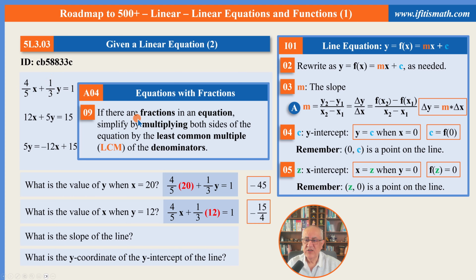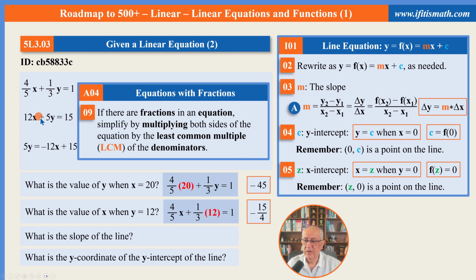And whenever you have a fraction, this is my advice to you. Multiply both sides with the least common multiple of the denominators. The least common multiple of 3 and 5 is 15. So I'm going to multiply everything I have here with 15, just to get rid of the 5 and the 3 in the denominator. So 1 times 15 is this. 15 times 4 over 5: 15 over 5 is 3, times 4 is 12. 15 over 3 is 5. And we end up with this.